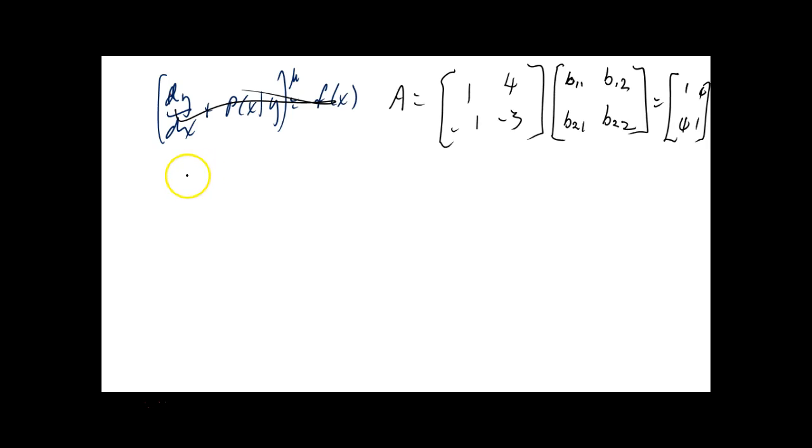Matrix multiplication. B1, right. 2, 1, right. And that's equal to 1. Okay. Negative B11 minus 3B21.